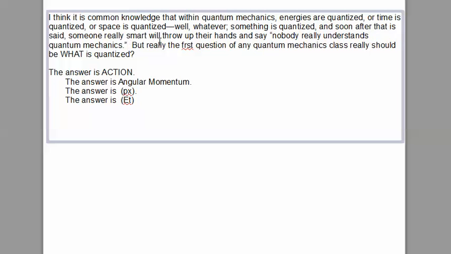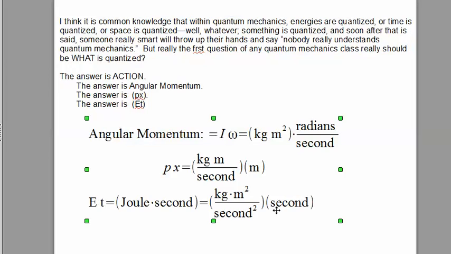But really, before we join the fatalism, the first question of any quantum mechanics class should really be, what is quantized? And the answer to that question is action. Action is quantized. Okay, so all of these things have units of kilogram meters squared per second. Angular momentum is the moment of inertia times the angular velocity. The moment of inertia is kilogram meters squared, and the angular velocity is radians per second. A radian is a meter per meter, so this is kilogram meter squared per second.